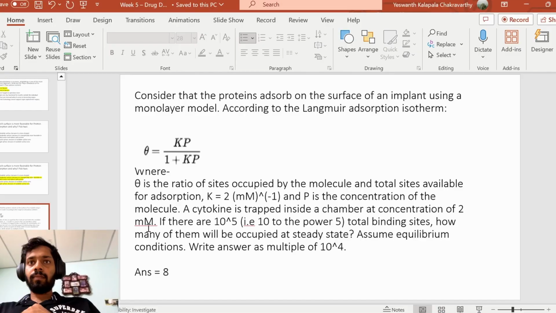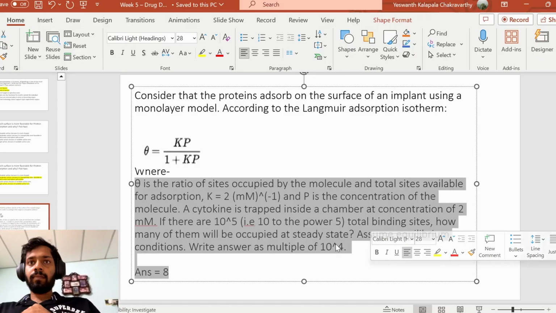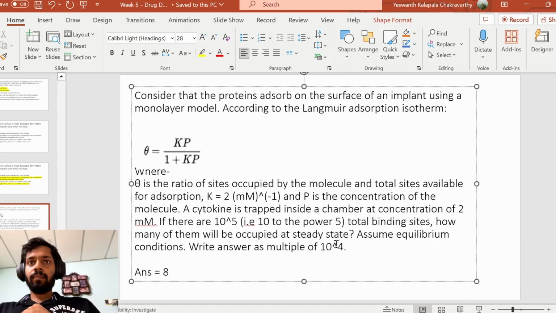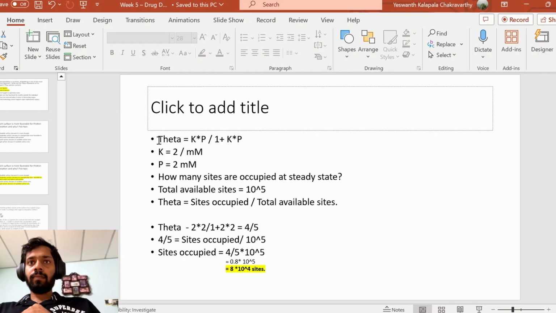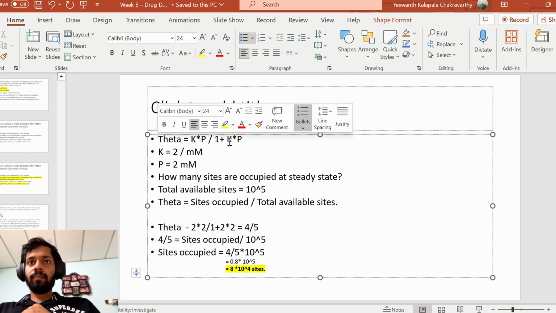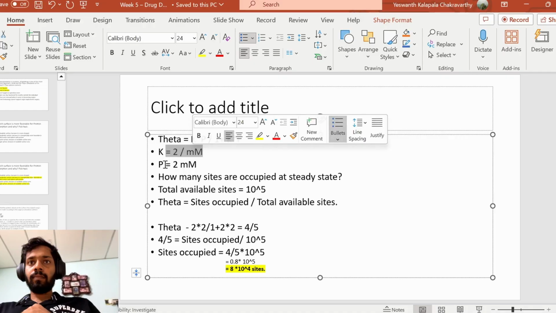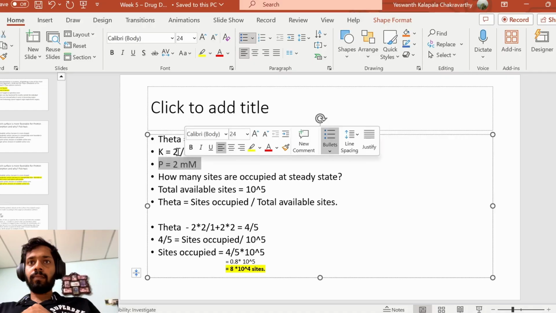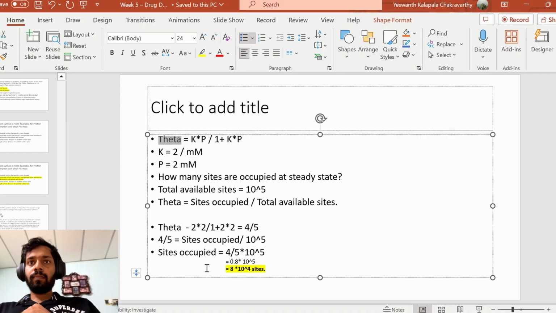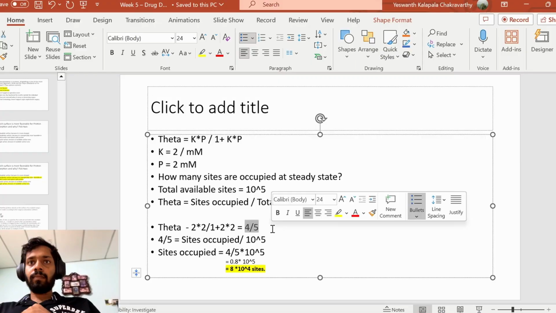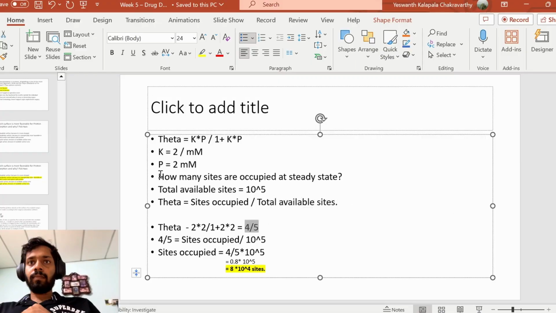So the question is fairly straightforward once you tease apart the various parameters that they've given in this paragraph. Basically, they've given you everything that you need to solve this question. So if you go through the question, we know theta is equal to K times P by 1 plus K times P. We know the value of K is 2. We know the value of P is 2. Now we can calculate theta fairly straightforwardly. So that will be 4 by 5 or 0.8.